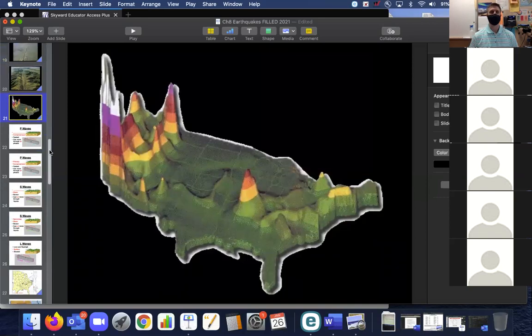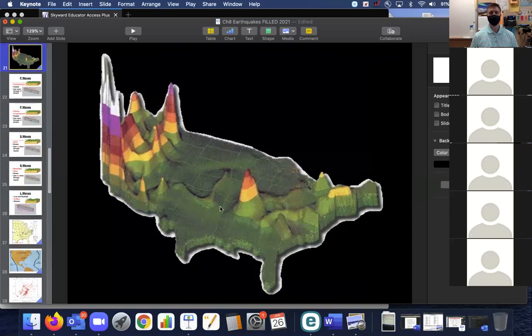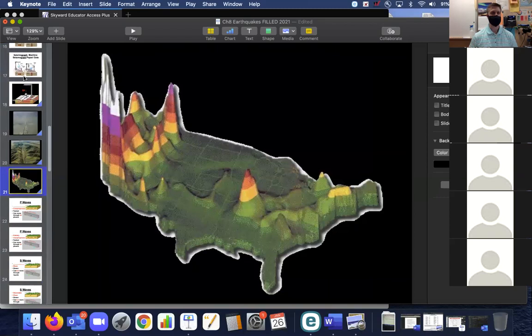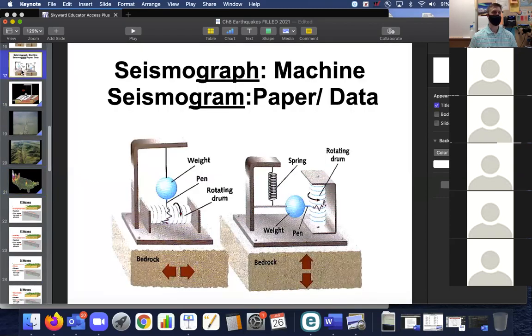And then this map shows, in the continental United States, this shows areas where there is a lot. So go back to that one.